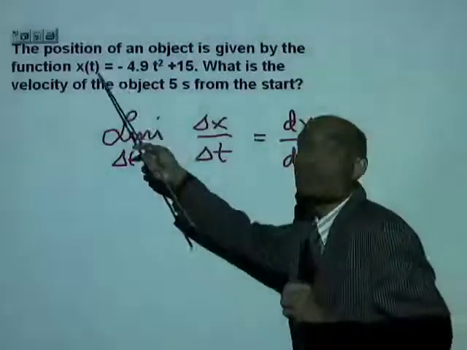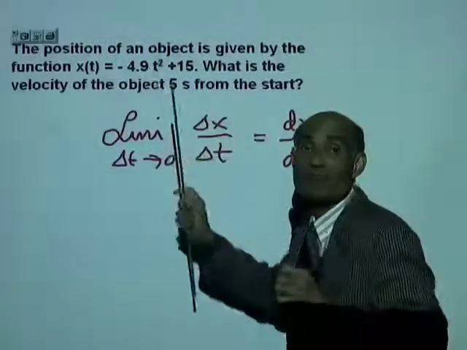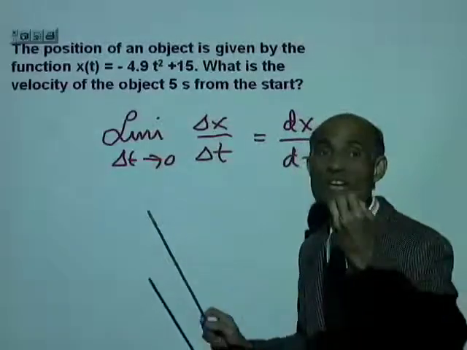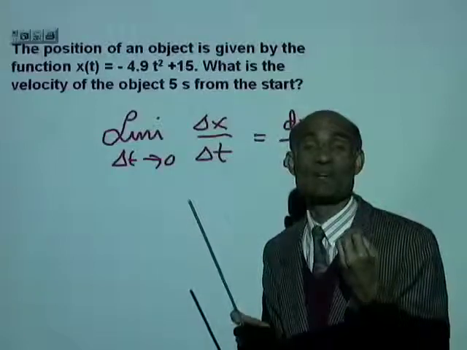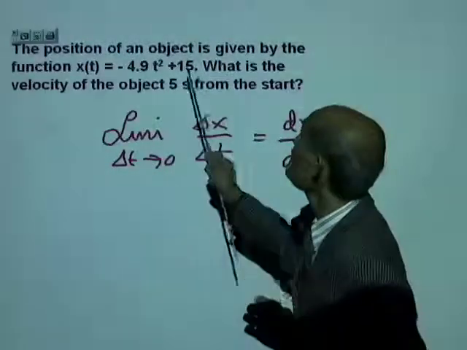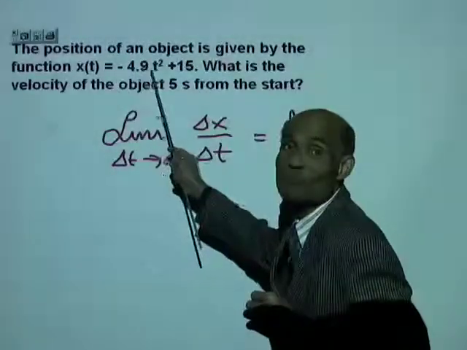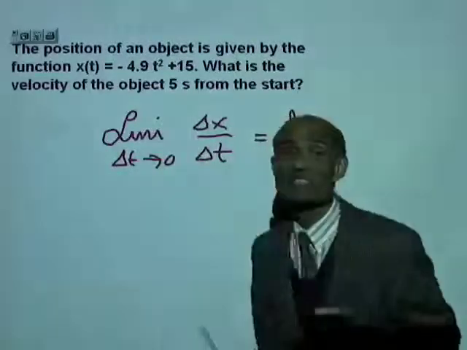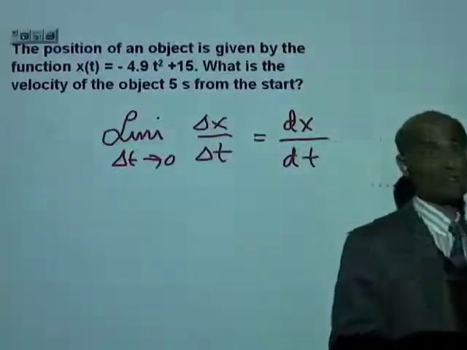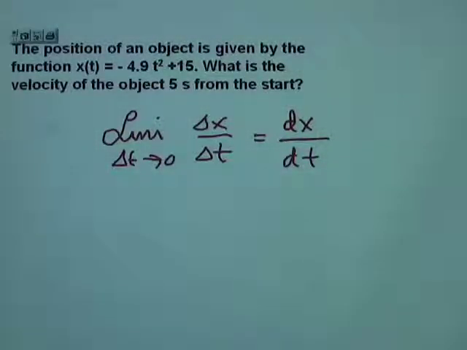We are given the position function and we need to find the instantaneous velocity when time is 5 seconds. So all you need to do is find the derivative of the position function and in that derivative set t equal to 5 seconds. Alright, let's do that.